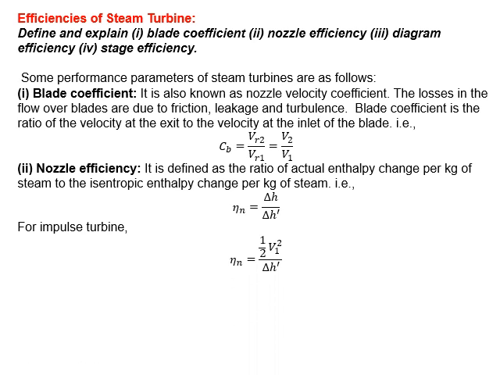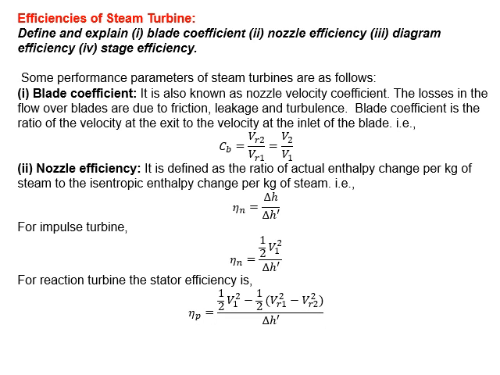For an impulse turbine, the actual enthalpy drop is equal to half V1 square, so the nozzle efficiency is equal to half V1 square over delta H dash, the isentropic enthalpy change. In the case of a reaction turbine, this efficiency is given by half V1 square minus half VR1 square minus VR2 square, over delta H dash. Because in an impulse turbine the pressure drop occurs only in nozzles, but in a reaction turbine the pressure drop occurs both in moving blades as well as fixed blades.